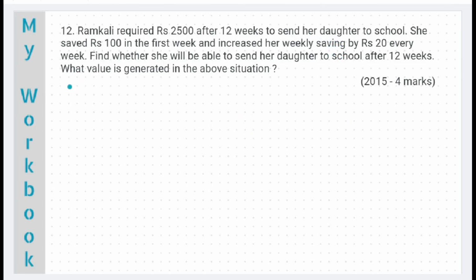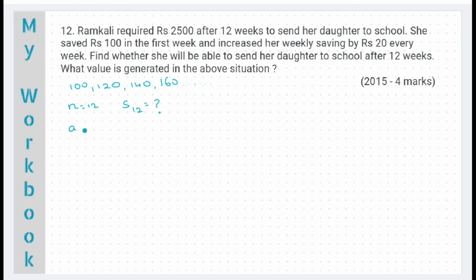So the mother saves rupees 100 in the first week. Next week she increases it by 20 rupees. So the amount saved is 120. Again next week plus 20 more rupees. So it will be 140, 160, and so on. So if she saves in this pattern, will she get rupees 2500 after 12 weeks to pay her daughter's school fees? That is the question. So if n is equal to 12, will the sum of the first 12 terms be equal to 2500? That we need to find out.